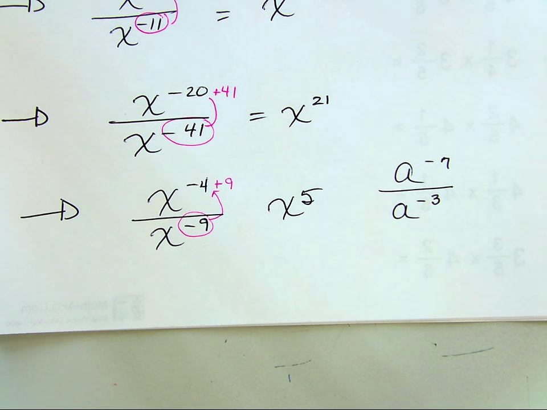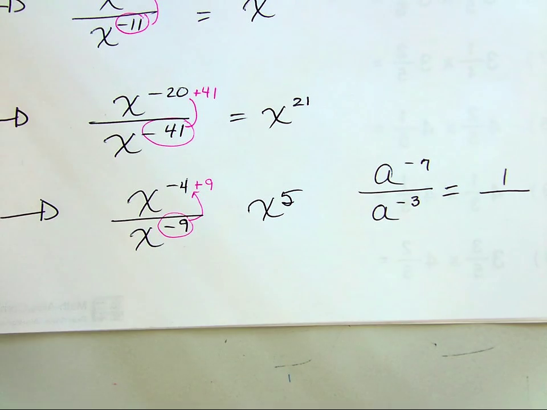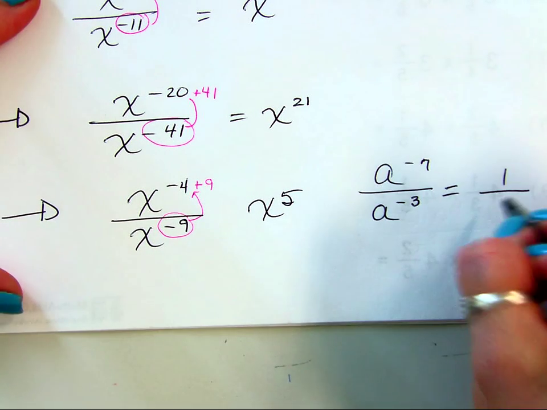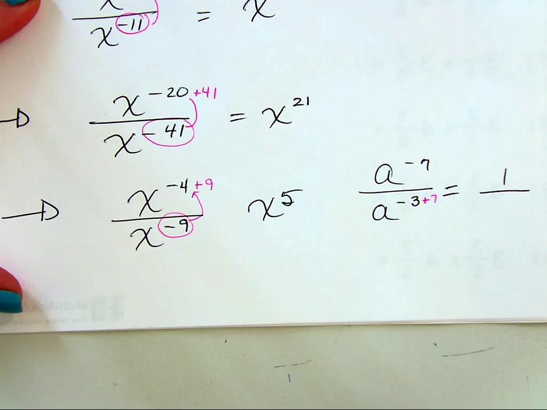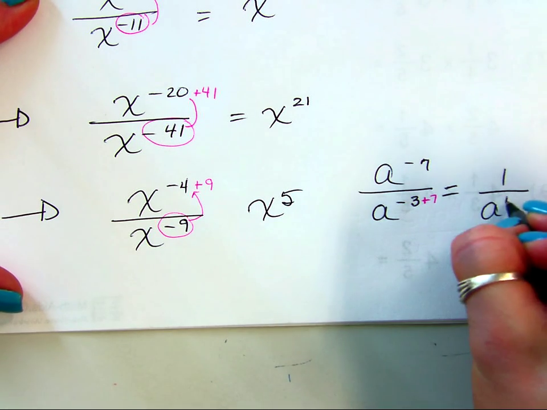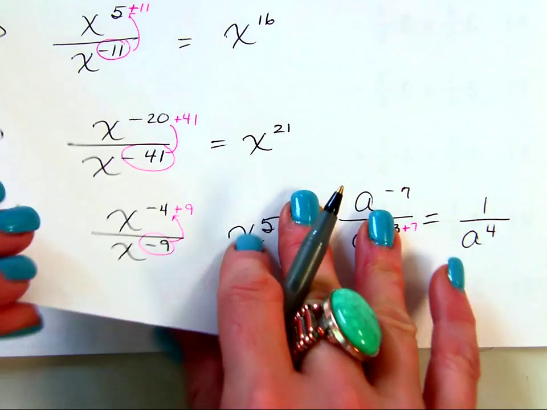Okay, what you got? Do you have 1 over, and then this 7 comes down and gets added because that negative 7 was subtracted, 1 over a to the 4th? Do you have that? Yep. Okay. So now let's add a coefficient and we are done. So what happens now with the coefficient? Nothing different than it was before.